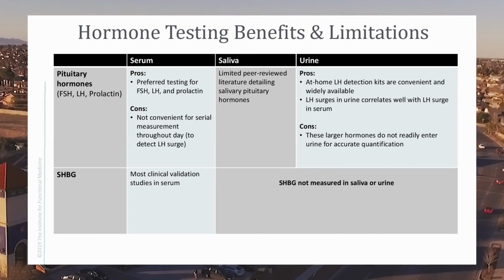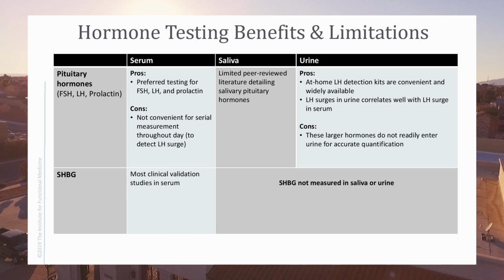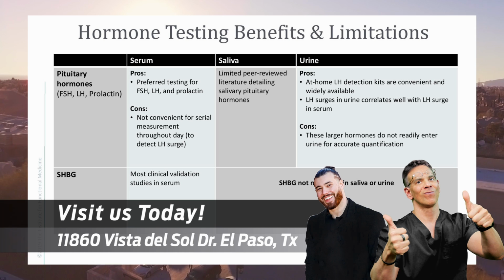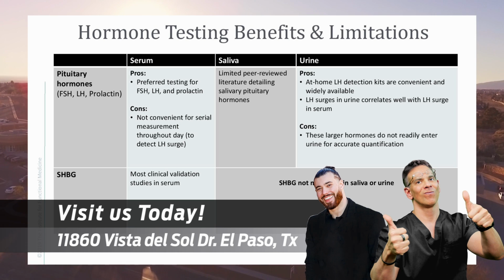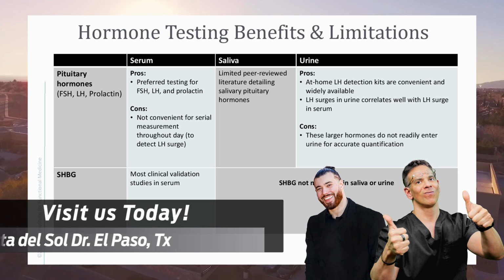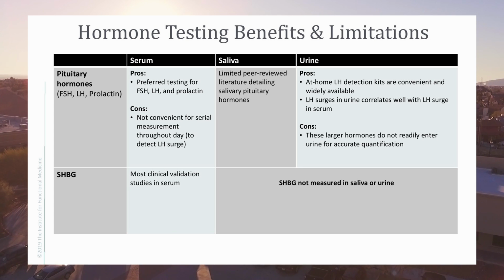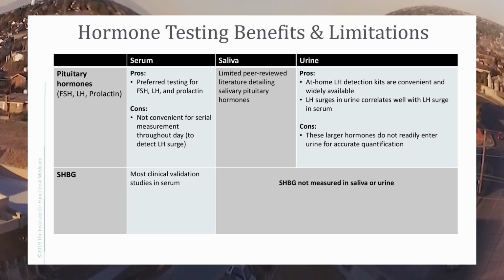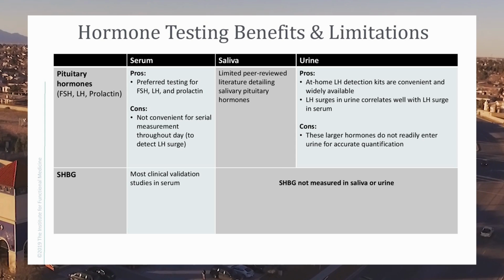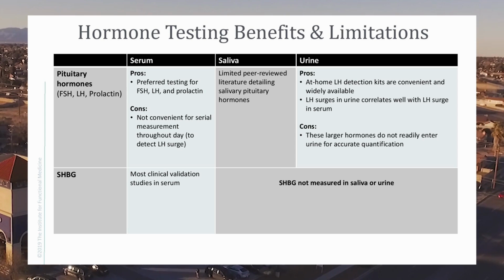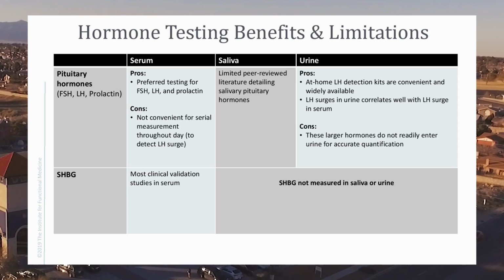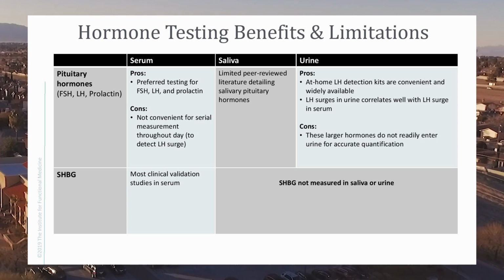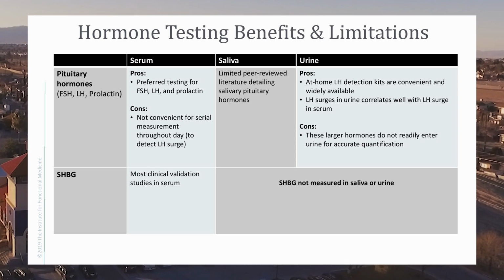Now, for pituitary hormones, the preferred testing is serum for FSH, LH, and prolactin. Not convenient for serial measurements throughout the day to detect an LH surge, for instance, but the results are very accurate. And in saliva, there's really limited peer-reviewed literature detailing salivary pituitary hormones and whether or not they're adequate.